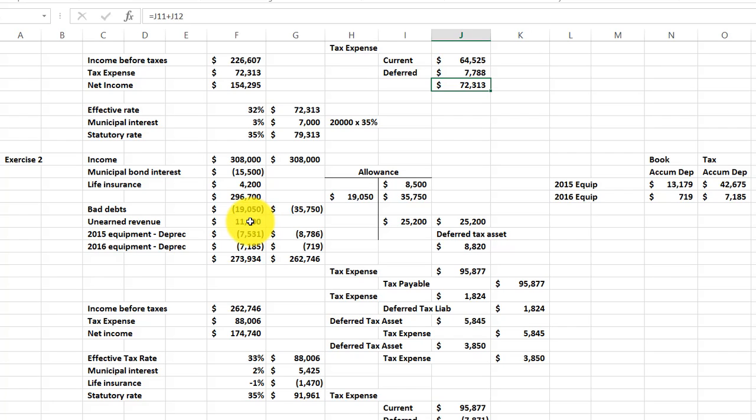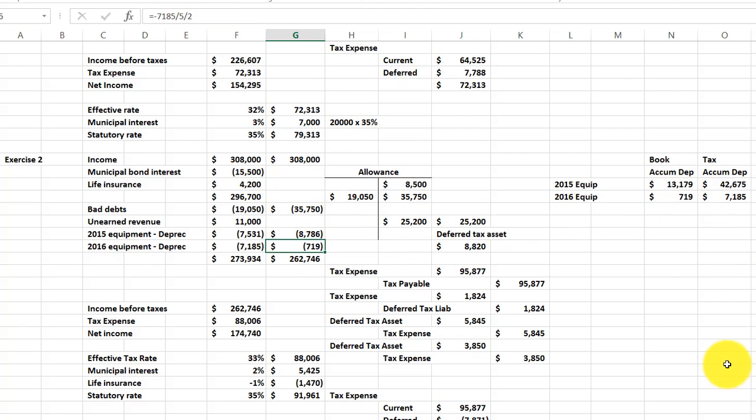We have a new item, unearned revenue, that came in during 2016, $11,000, which would be on the tax return but not on our income statement because it hasn't been earned yet. So that's another thing that would be different. And then we have our depreciation continuing from 2015, and we have a new asset for 2016 where we take the whole cost of the asset all at once. That's what Section 179 means. And then the depreciation is calculated using the cost divided by 5 divided by 2.